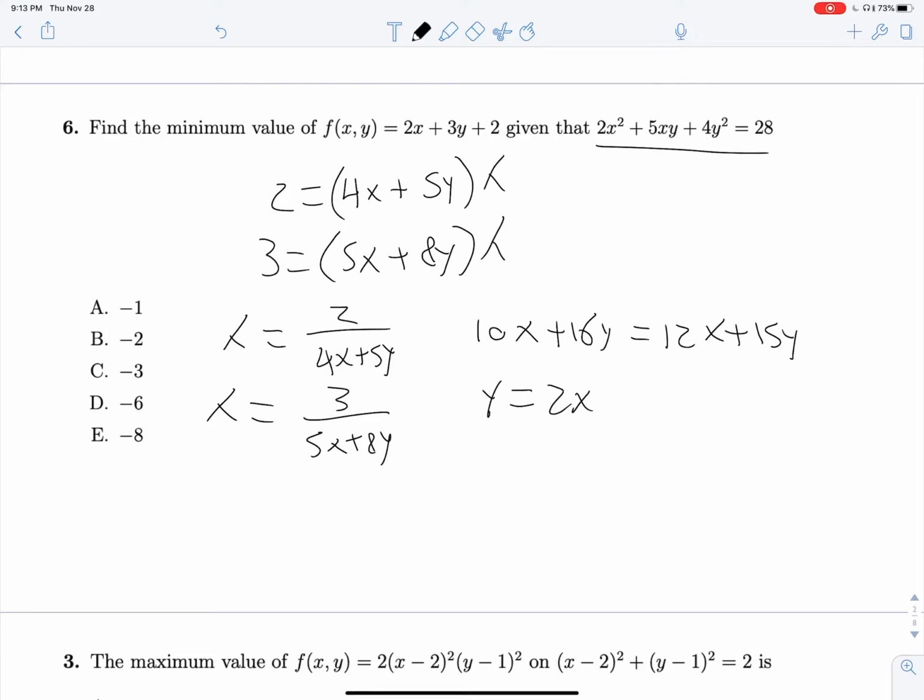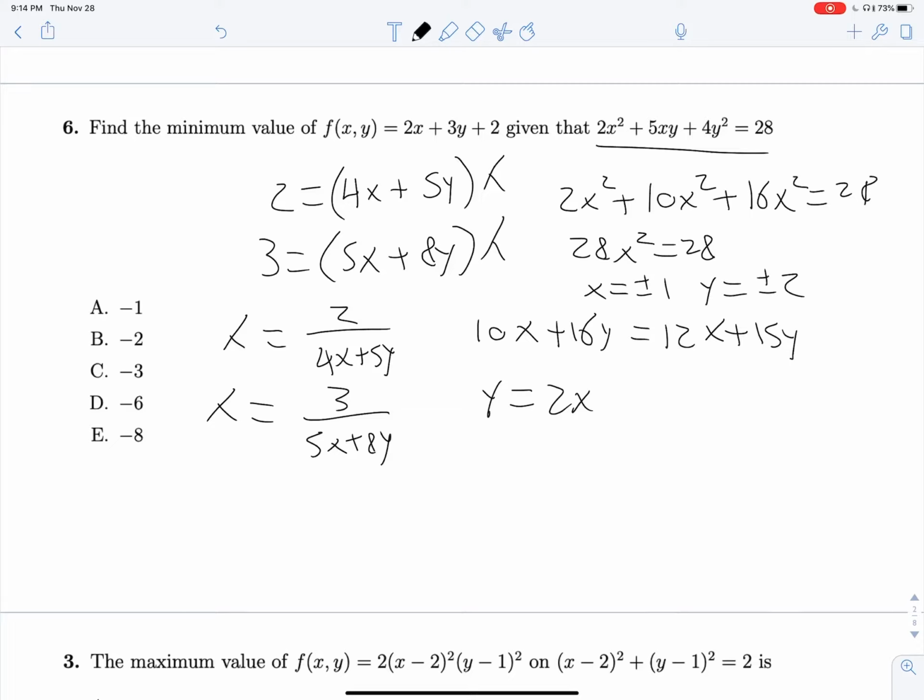And when we do that, every y we're replacing with a 2x. So we have 2x squared plus 10x squared plus, let's see, 4 times 4, so 16 x squared is equal to 28. And this works out to 28 x squared is equal to 28. So x is equal to plus or minus 1. And since we know that y is 2 times x, y is plus or minus 2.